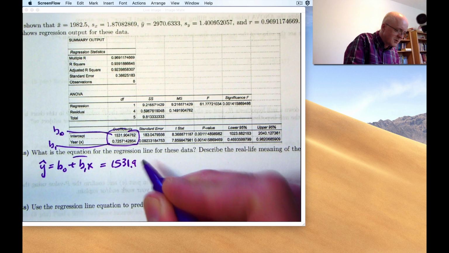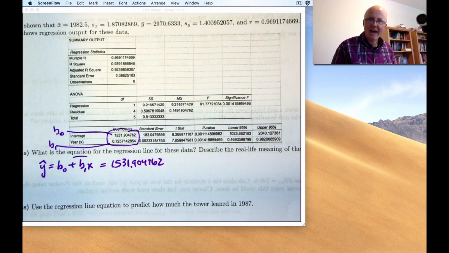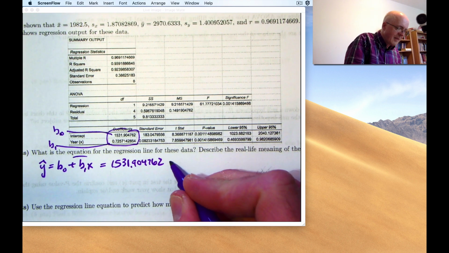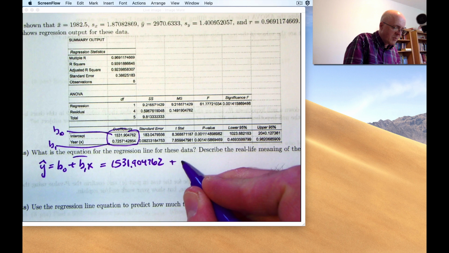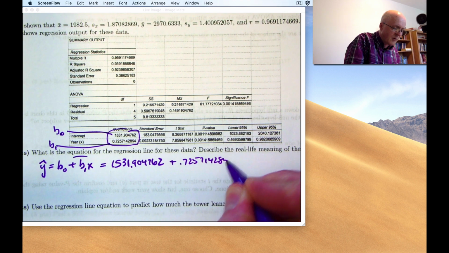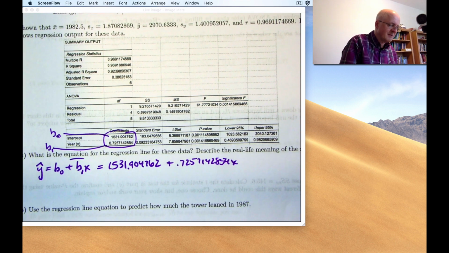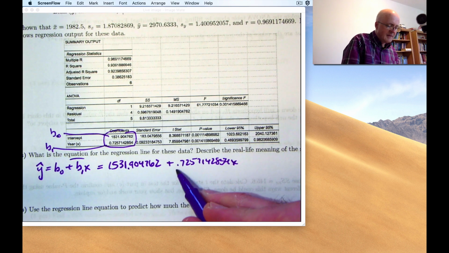1531.9, well, maybe I should use all of them. That would go against my advice from yesterday. Use as many digits of accuracy as you can as you go, and then only round at the end. That's the intercept plus the slope, 0.7257142854 times x. That's the equation of the regression line, and yeah, you can round it, but that's fine as well. This thing is the slope.